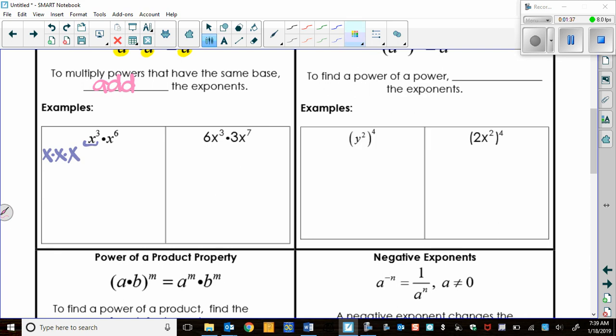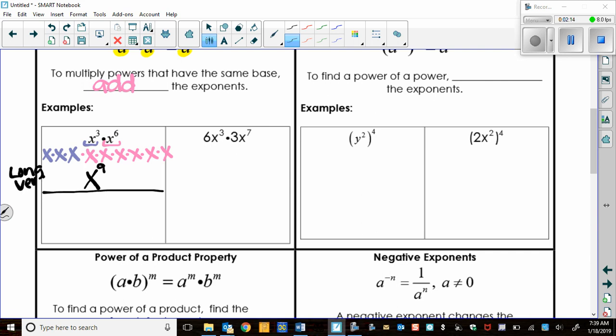Now for my next one, I have x to the sixth power. My base is x, so that means I'm going to be copying and pasting x 6 times. I'm doing that in a different color so I can show you. 1, 2, 3, 4, 5, 6. If I were to combine all of these x's, my base would still be x, but I'm going to count all the x's I have. That's 9. So this is really x to the 9th power. This is the long version of solving these problems. You're just expanding all of this.